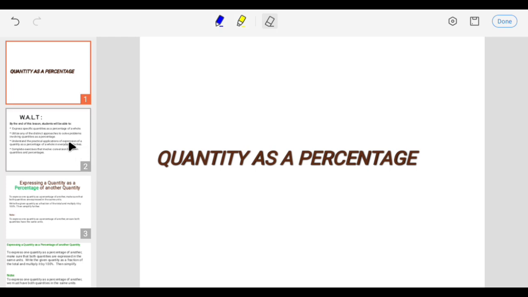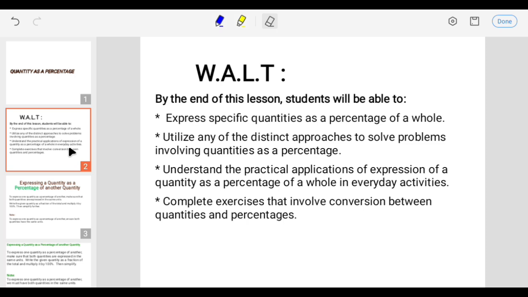By the end of this lesson, you'll be able to express a specific quantity as a percentage of a whole. You'll be able to utilize any of the methods I'm going to show you in today's class to solve problems involving quantity as a percentage. And you're going to understand the practical application of expression of quantity as a percentage.